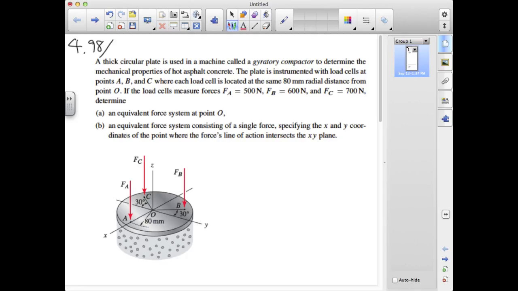We take a look at the figure and we see that we have three parallel forces all acting in the z direction. We want an equivalent force system at point O, and if possible, an equivalent force system consisting of a single force, specifying the x and y coordinates of the point where the force's line of action intersects the xy plane. Take a few minutes to try this problem yourself, so pause this video and then resume playing when you're ready to see a solution.